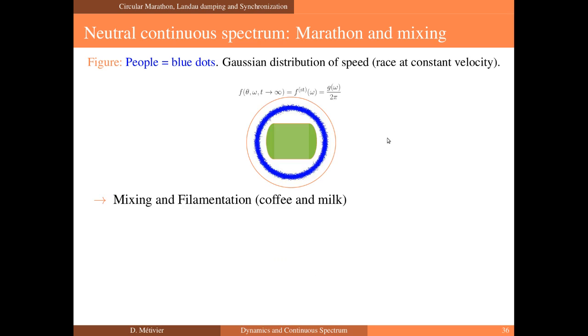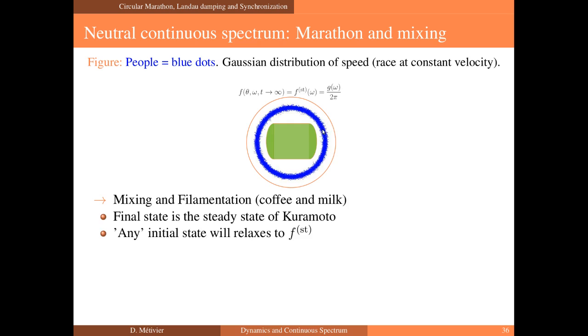So basically, what happened here? We had mixing and filamentation, and it's the same phenomenon as when you mix milk into coffee: you mix, and then at some point you cannot see the milk anymore. And that's what happened here. The final state, as I said, is the same as in the Kuramoto model.